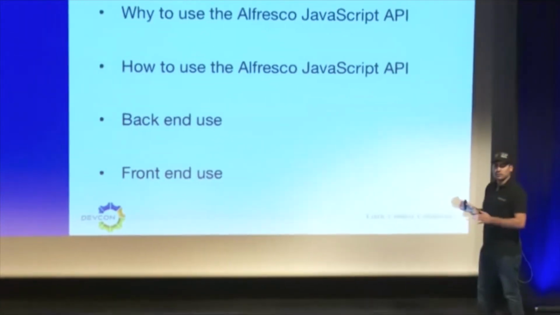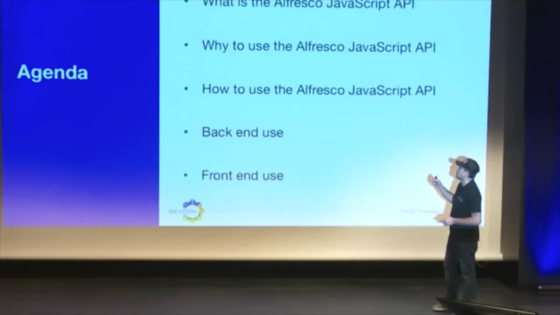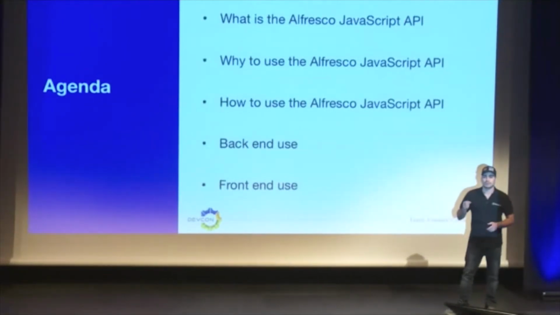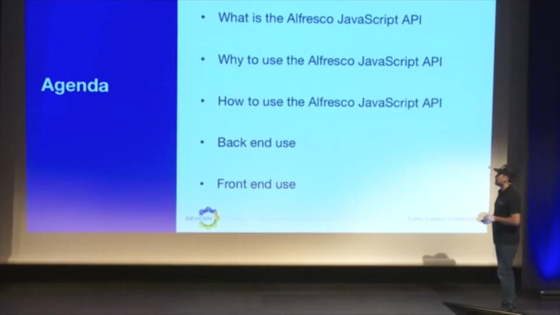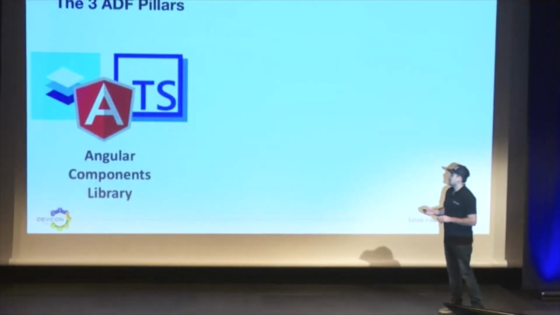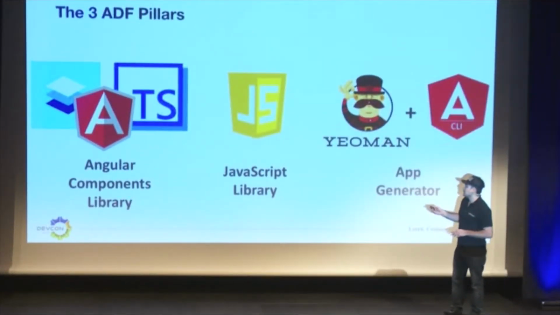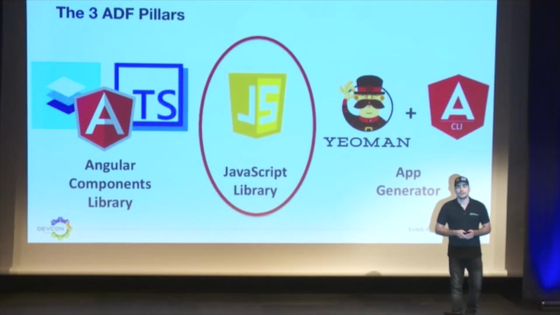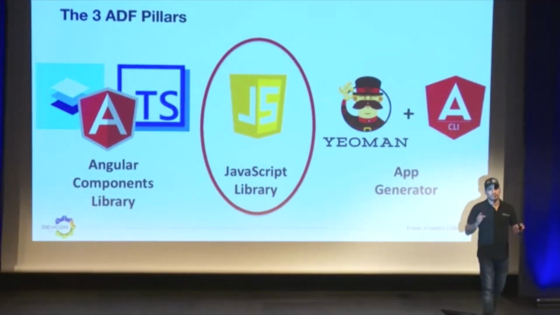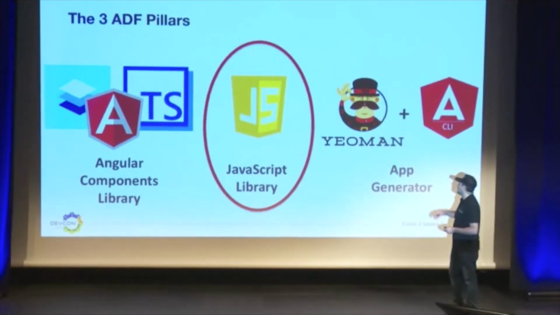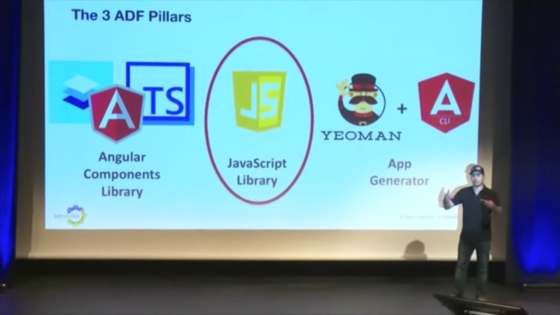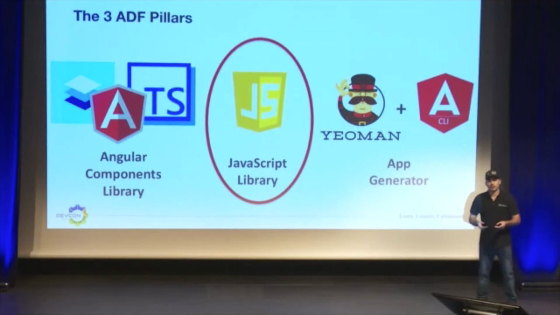So the agenda is we will talk about what the Alfresco JavaScript API is, why you should be using it, and how to do it eventually in backend and front-end applications. As I said, the Alfresco JavaScript API is one of the 3 pillars of the ADF framework. We have the Angular 2 components, we have the JavaScript API, and also the generator to help you generate applications on top of the ADF framework in a faster way.